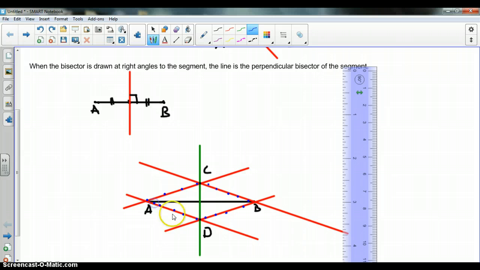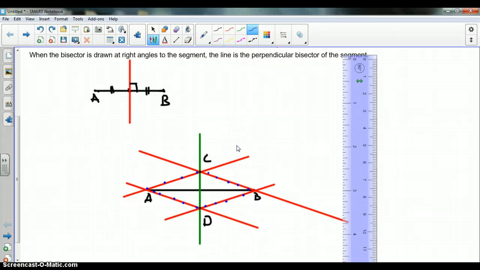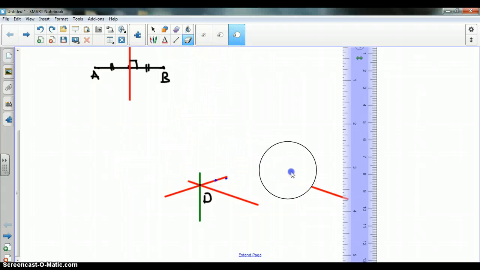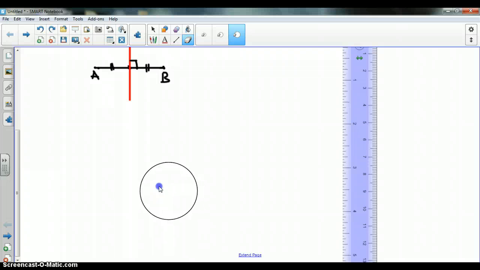You should note that that is a rhombus. We formed a rhombus. So there are some principles involved that will come in handy later. Anyway, something to keep in mind. So that's one way to draw a perpendicular bisector with just using a ruler. I'm going to show you another way now of using it with a ruler and a compass.